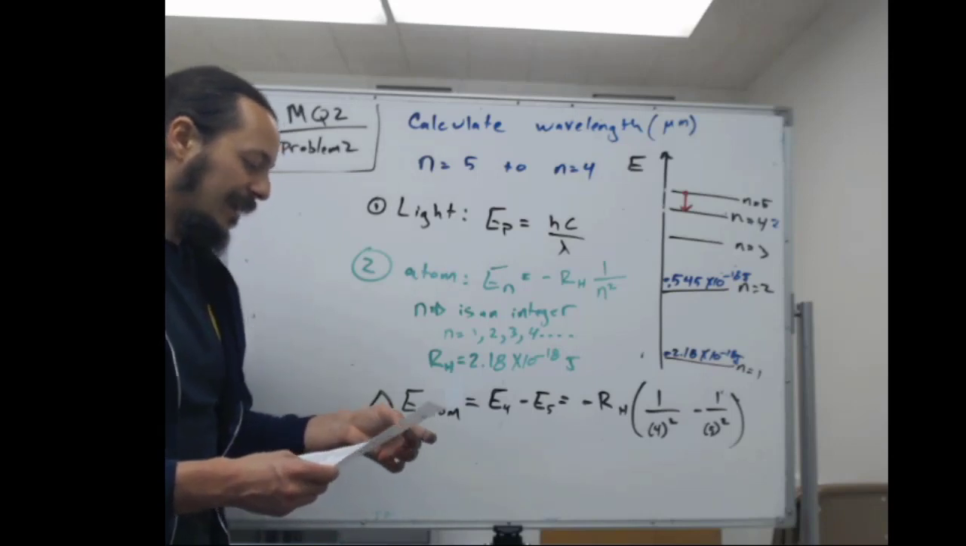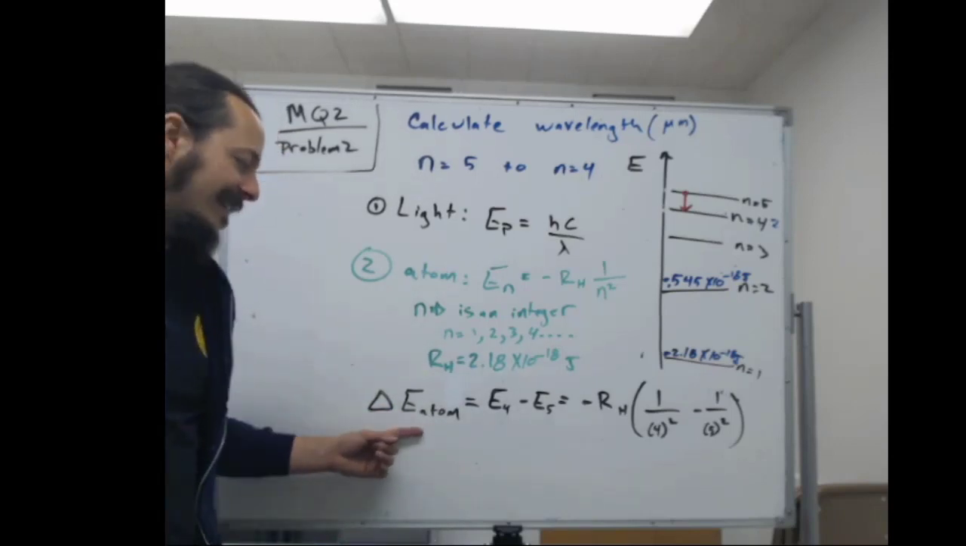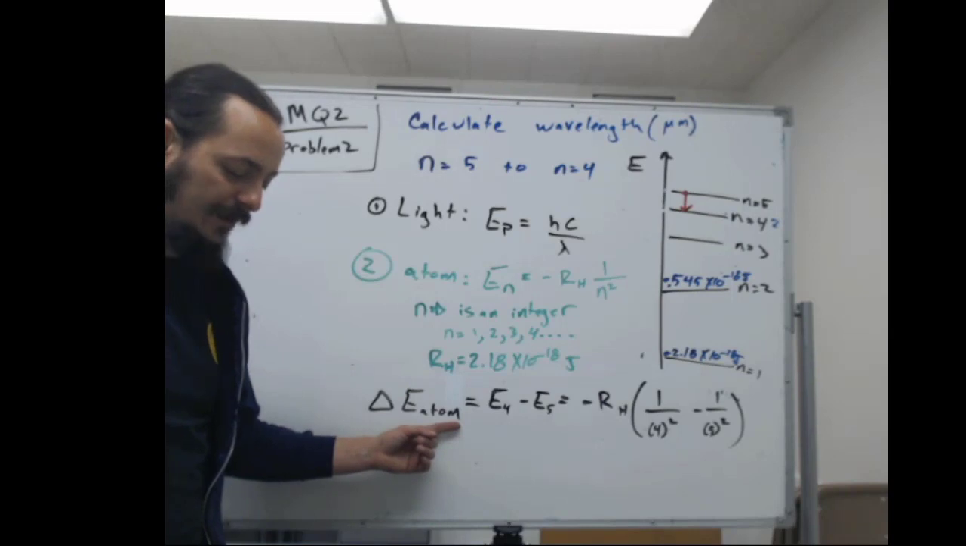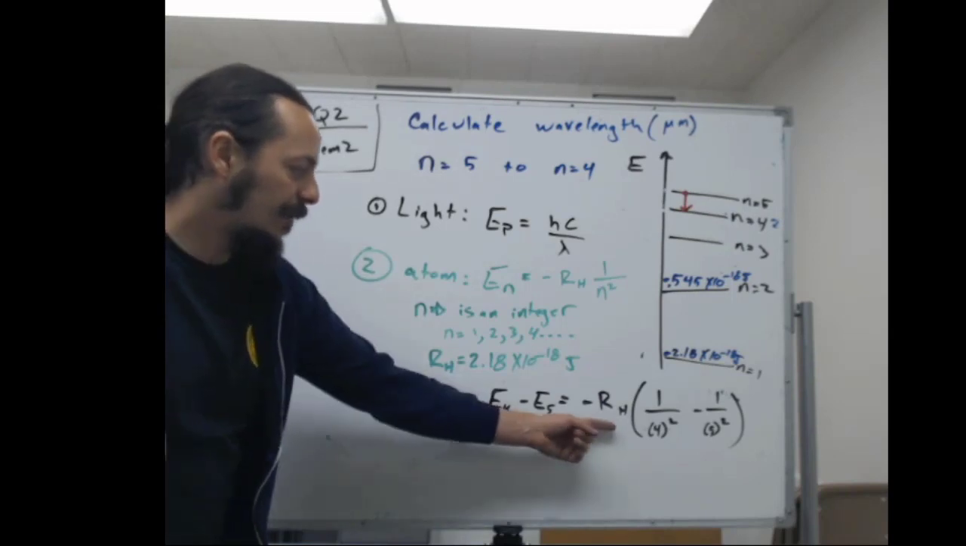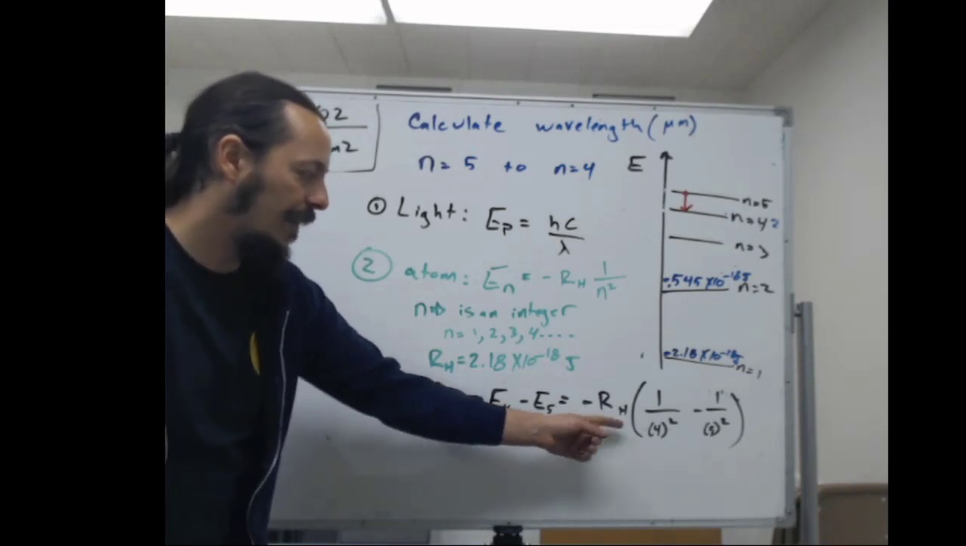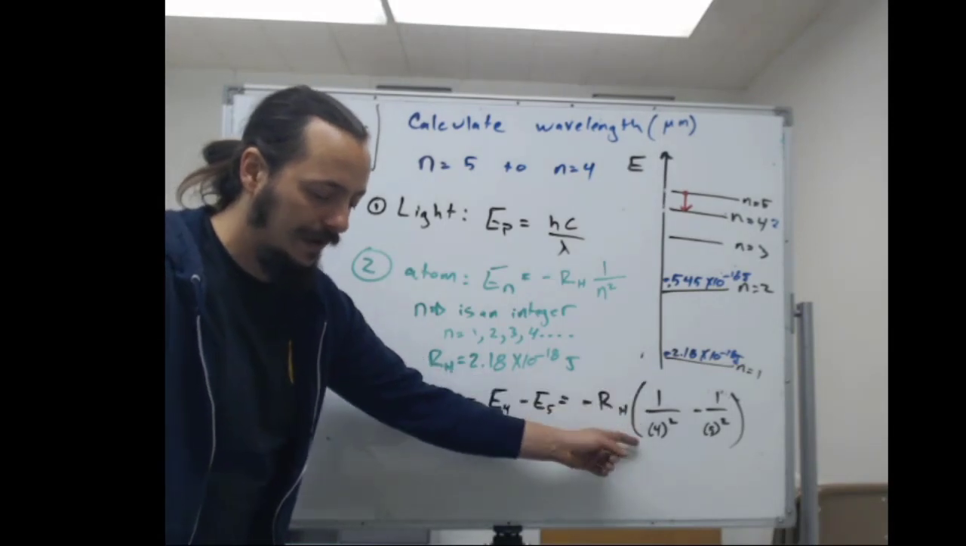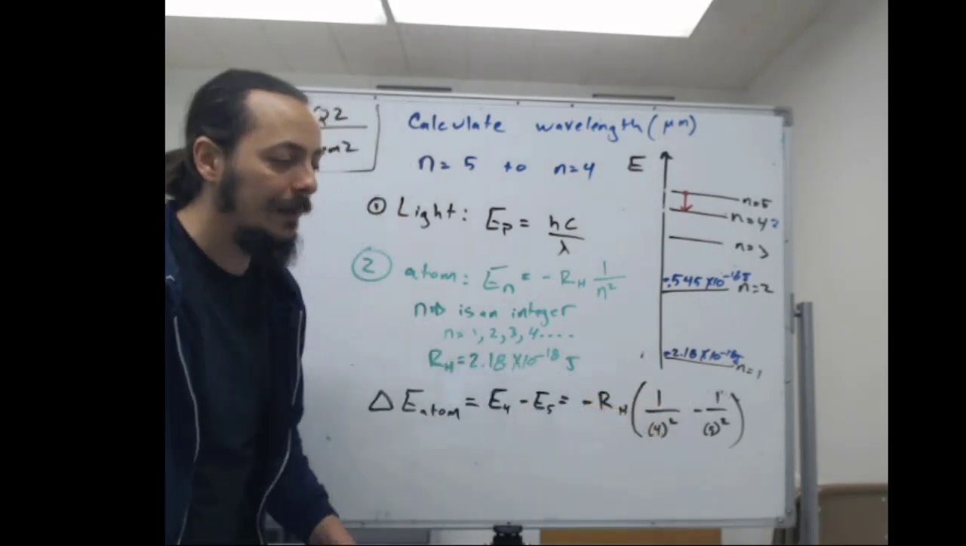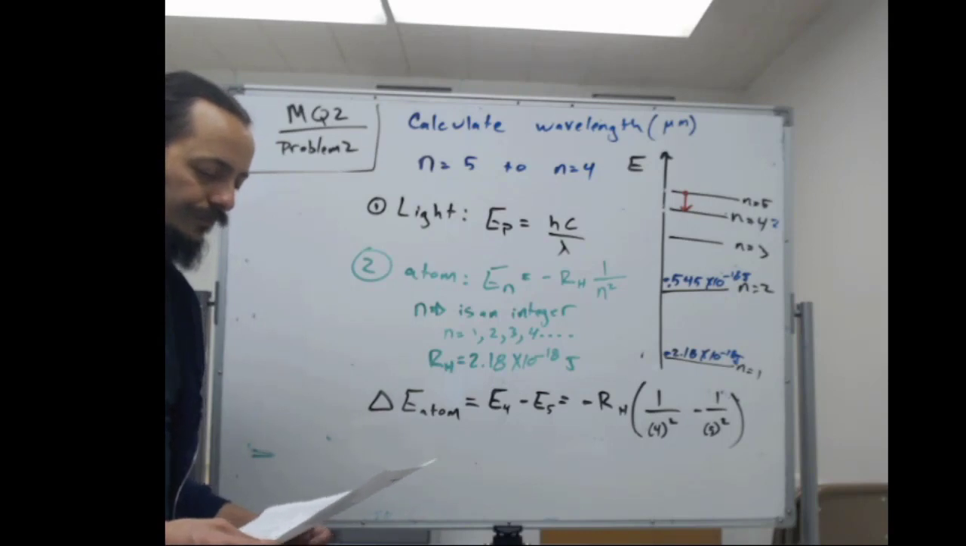Got it, okay. So you can see the delta E, and I like to say it's the change in energy of the atom specifically. And then with Z squared equal to 1, I've got my negative RH, 1 over n final squared minus 1 over n initial squared. Got it, okay. Cool.